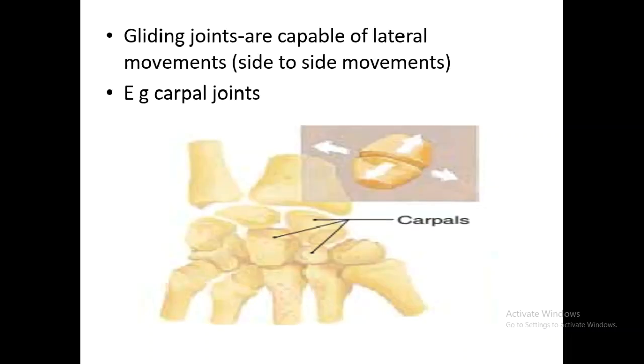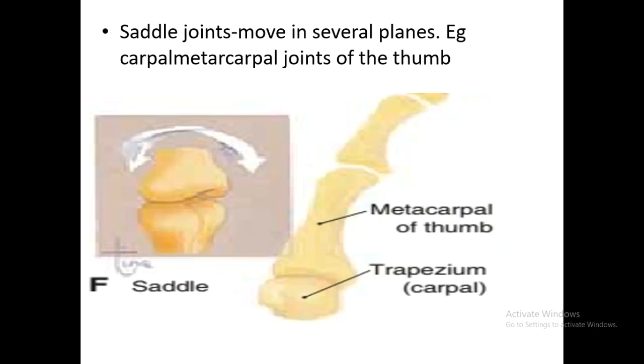We look at the gliding joints. These are capable of lateral movement, side to side movements, e.g. the carpal joints. These are located in the hand. If you turn the hand like this, the hand moves laterally, side to side. There is no moving up or down, but side to side. For example, we have the carpals.